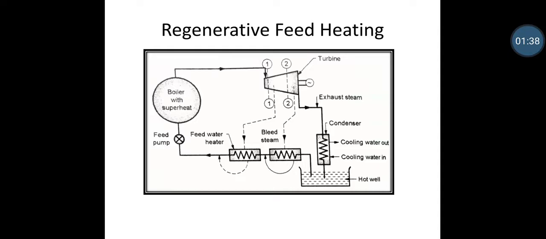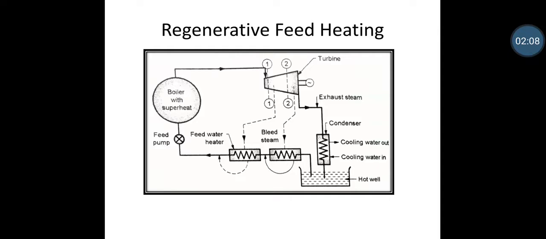In simple terms, when steam is passed to the turbine, some of this steam is bled off. That steam is passed to the feed water heater. What does this do? There is a coil present in this feed water heater, and this coil heats the water.